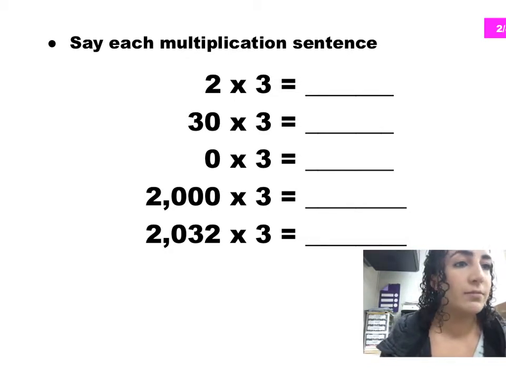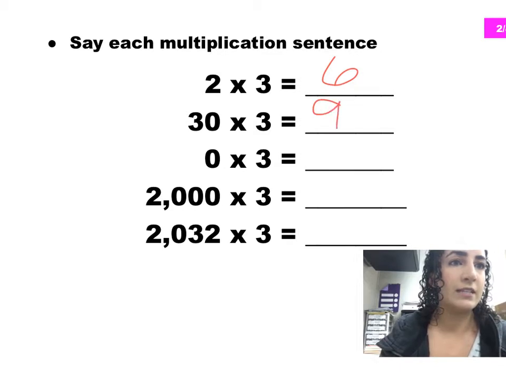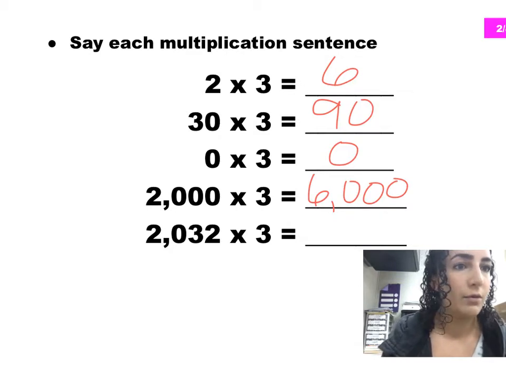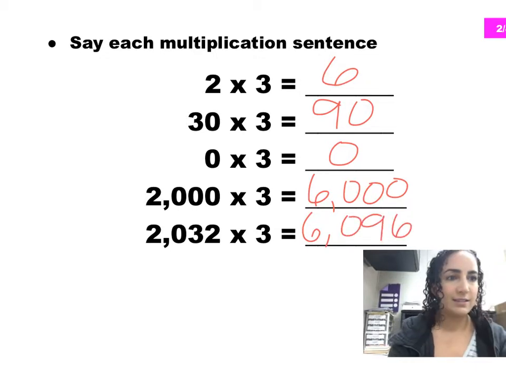Okay, 2 times 3, which is 6. 30 times 3 is 90. 0 times 3, of course, is 0. 2,000 times 3 is 6,000. And, okay, 2,032 times 3. All right, I will put those together. And the correct answer is 6,096.